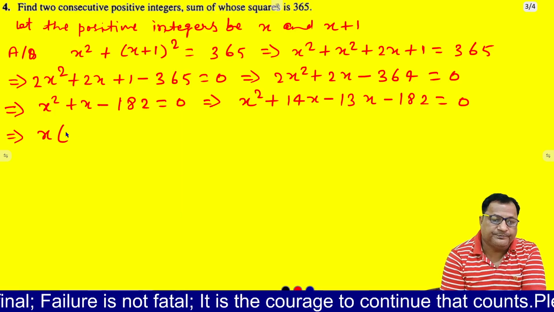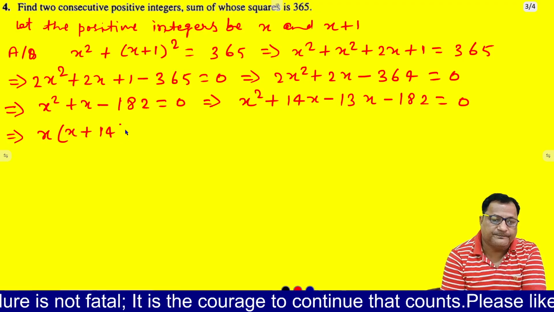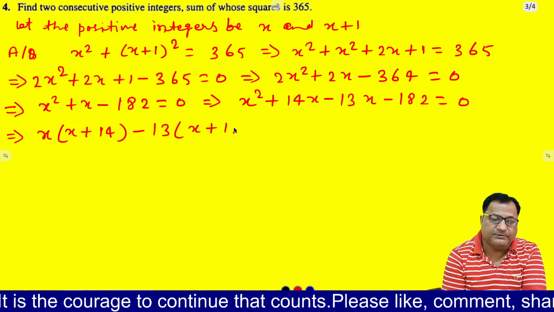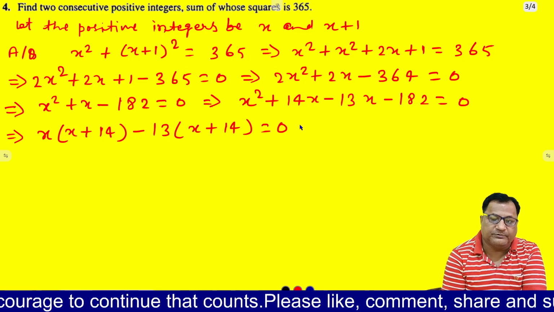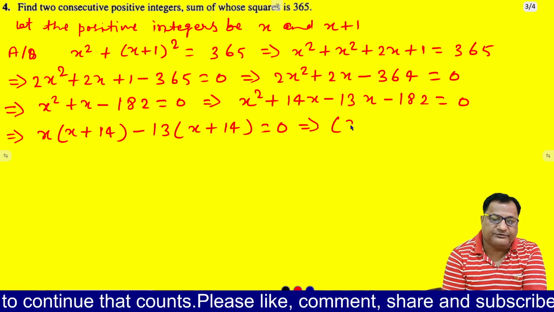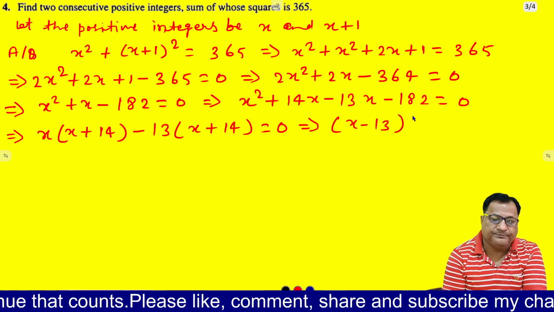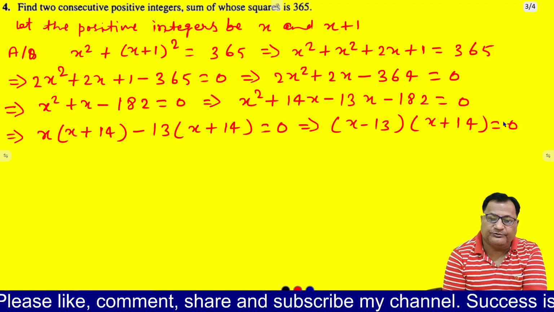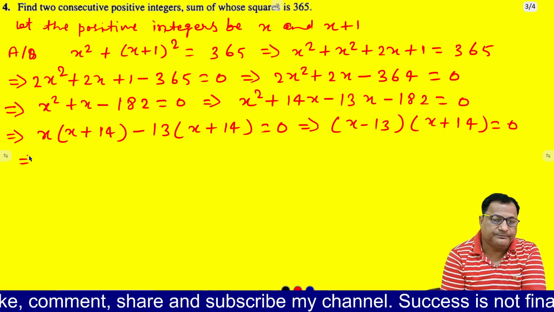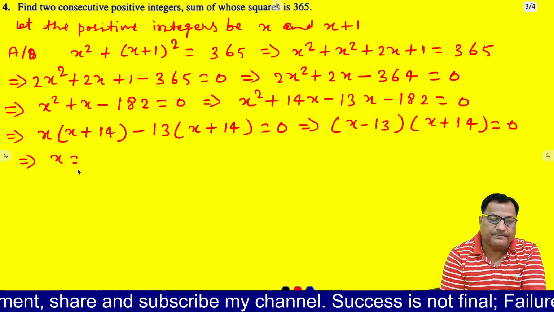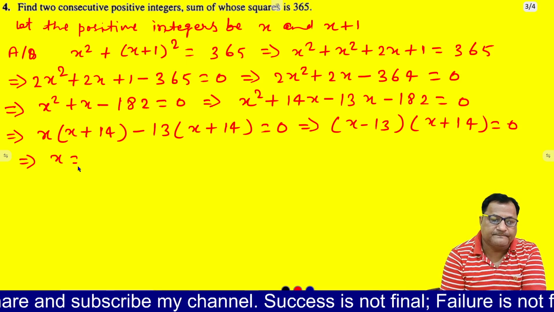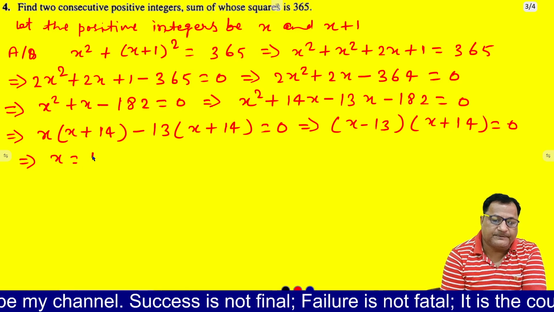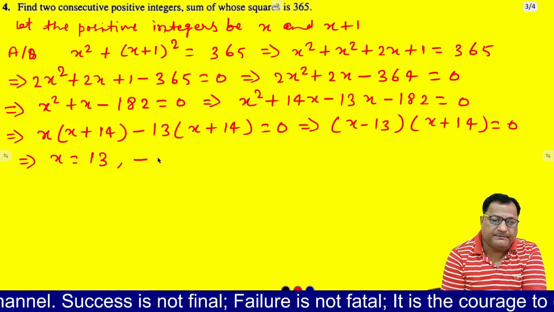x into x plus 14 minus 13 into x plus 14 is equal to 0. x minus 13 into x plus 14 is equal to 0. x is equal to 13 and minus 14.